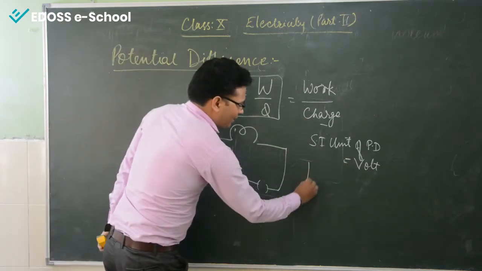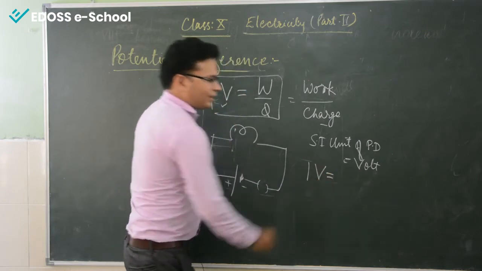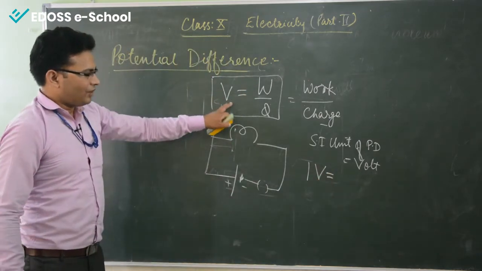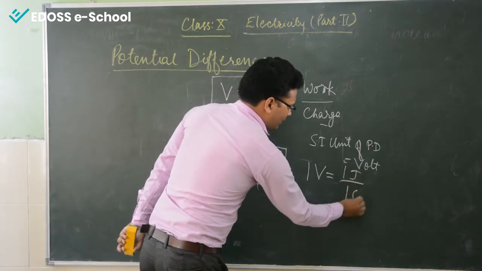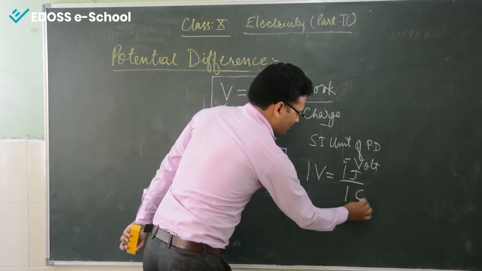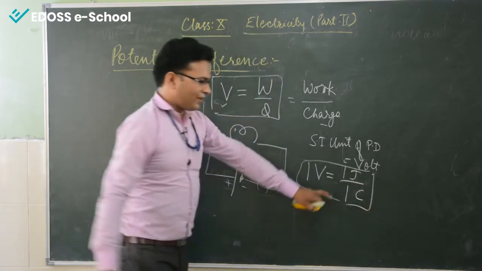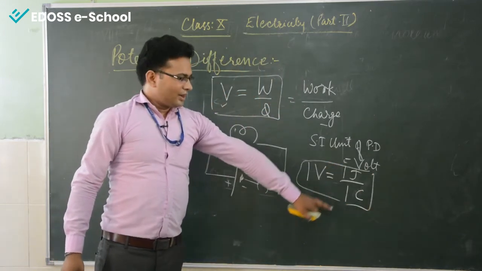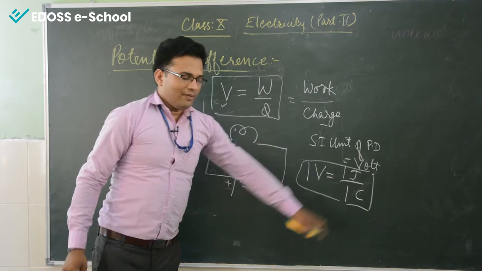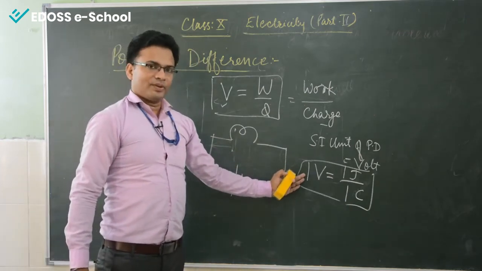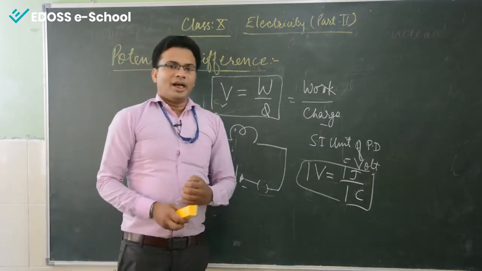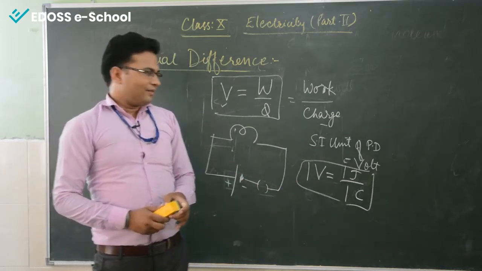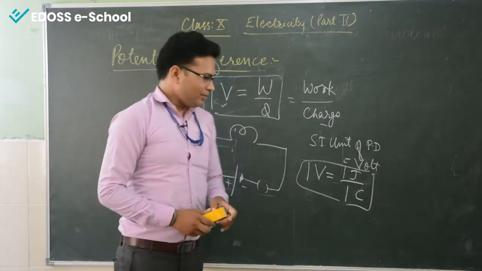So another way of defining the potential difference is 1 volt is equal to 1 joule per 1 coulomb. So another way of defining is when 1 joule of work is being done by 1 coulomb of charge, the potential difference would be 1 volt. So volt is the SI unit, and it is named after an Italian physicist named Alessandro Volta.